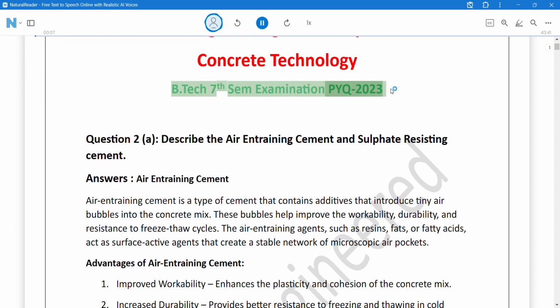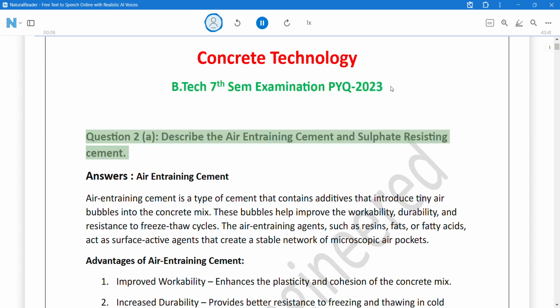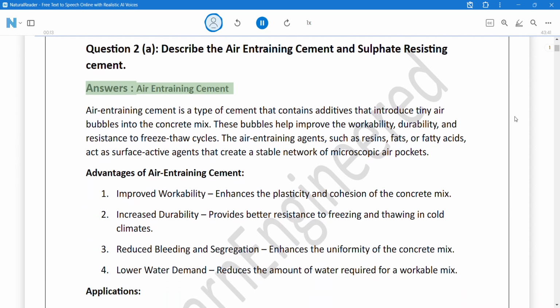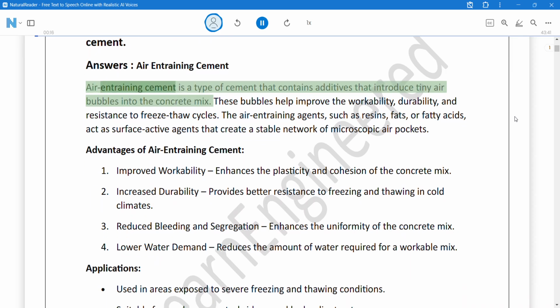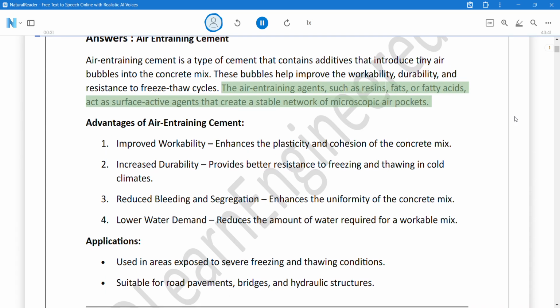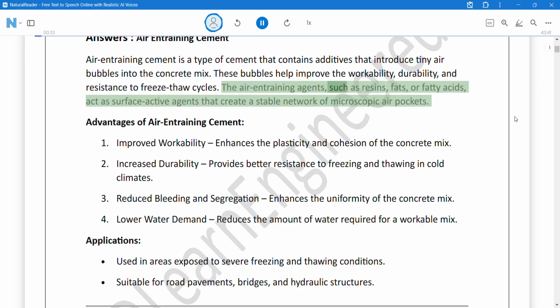Question 2. Describe the air-entraining cement and sulfate-resisting cement. Answers: air-entraining cement. Air-entraining cement is a type of cement that contains additives that introduce tiny air bubbles into the concrete mix. These bubbles help improve the workability, durability, and resistance to freeze-thaw cycles. The air-entraining agents, such as resins, fats, or fatty acids, act as surface active agents that create a stable network of microscopic air pockets.